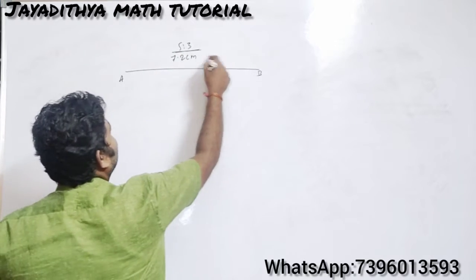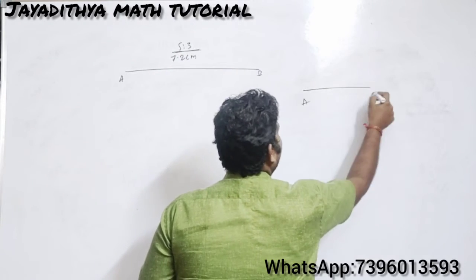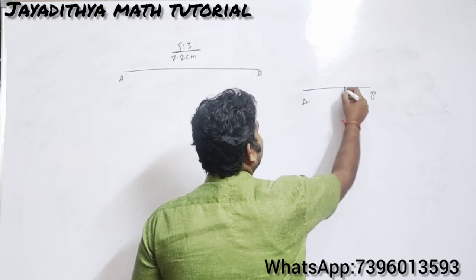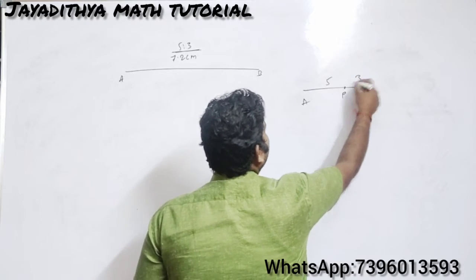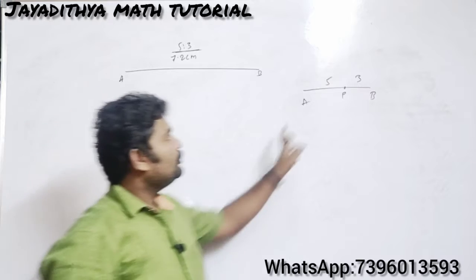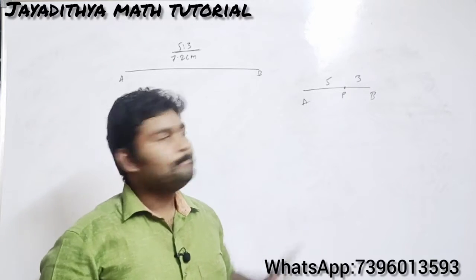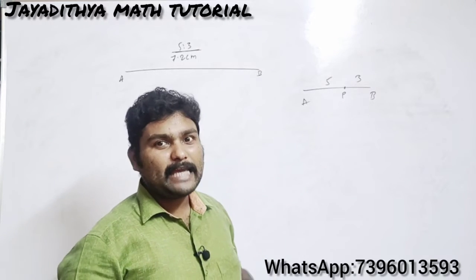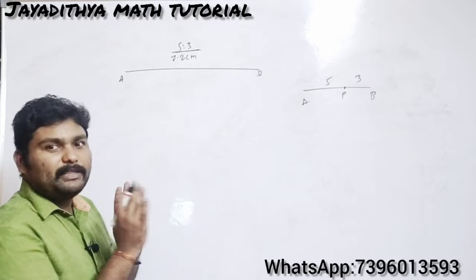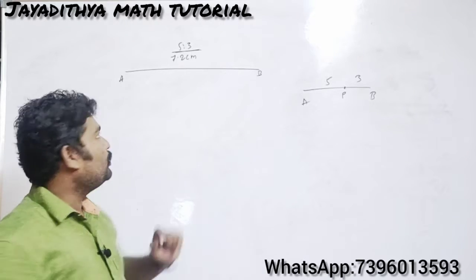So let us take a point here. Let me explain once. A and B is the line segment, so we should get a point here such that it divides in the ratio 5:3. Now, AB is divided into how many parts here? AB is divided into completely 8 parts, right? So keep that in mind. This is a very important part here.